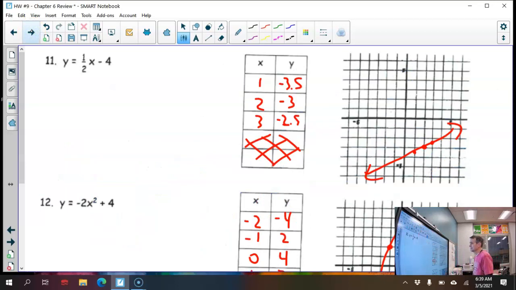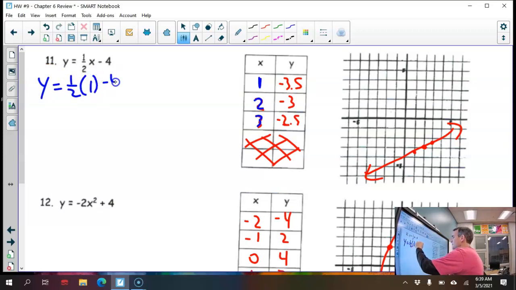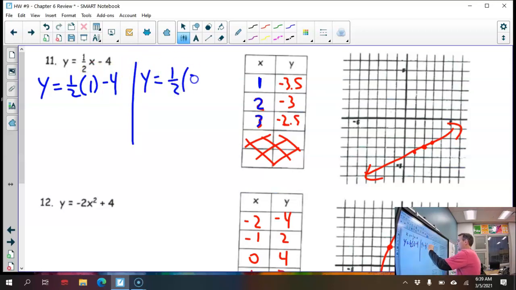Number 11. This one is also linear because it has no exponents. And so I'm going to use my x values. All right, I'm going to substitute the x values in for x. So this would be 1/2 times 1 minus 4. And it would be 1/2 times 2 minus 4. And I would do the same thing for 3, but I don't feel like I need to show you all 3 of them.